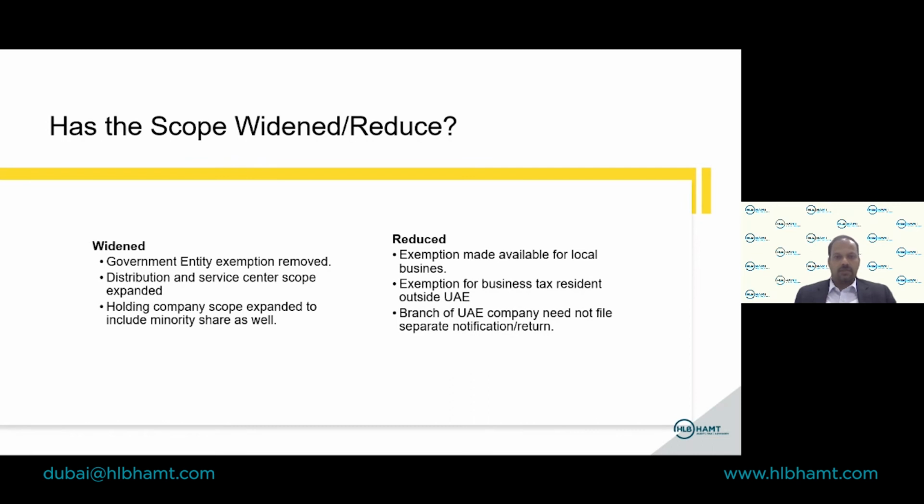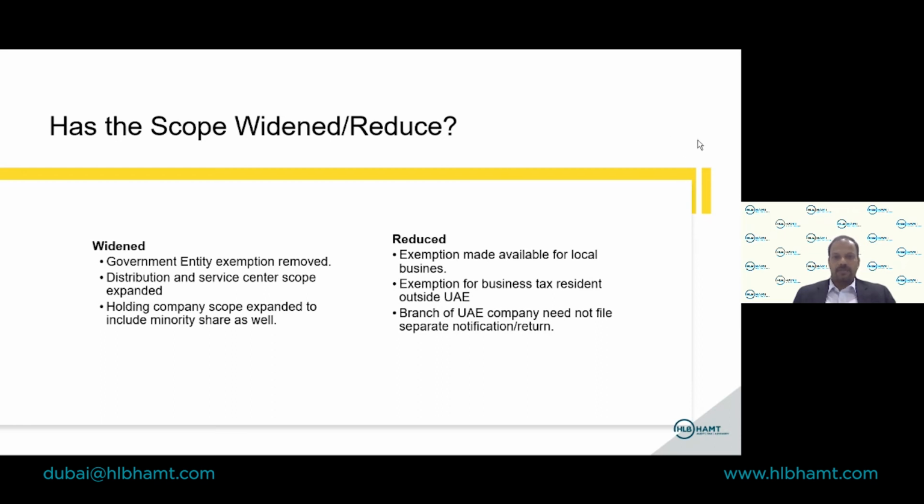And this slide talks about, like Harish was mentioning earlier, whether the scope is widened or reduced. Yes, there are areas where the scope is widened. There are some areas where the scope is reduced. Widened areas: government entity exemption removed. So all the government entities are falling into the regulations now if they conduct the relevant activity. And distribution service center scope is enhanced, and holding company scope is enhanced.